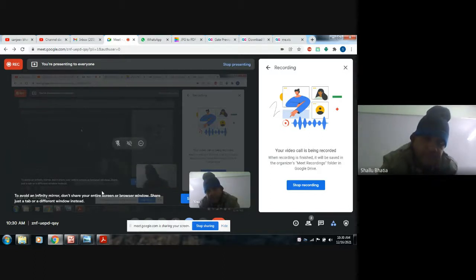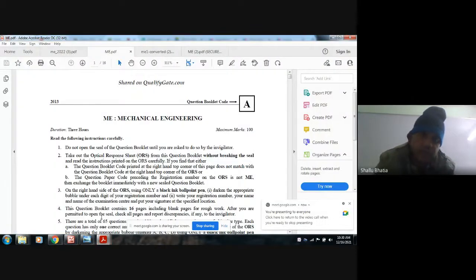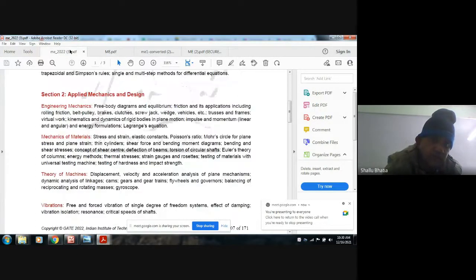Welcome to the next session. In this session, we'll solve the GATE 2013 Mechanical Engineering paper, particularly the questions asked from section 2. Section 2 is applied mechanics and design. We'll solve only the questions asked from this design section.